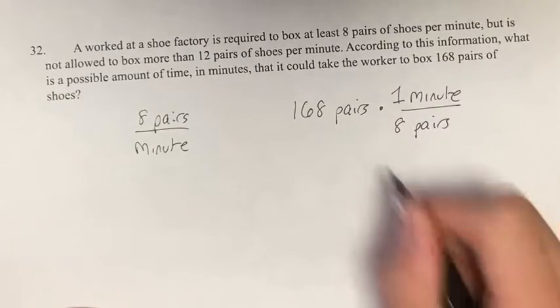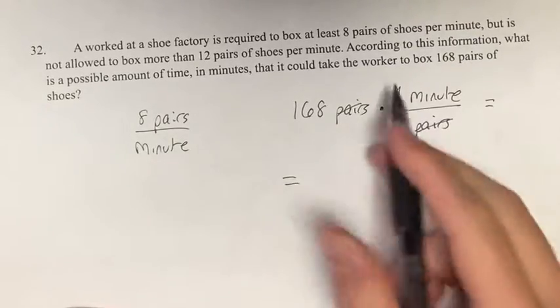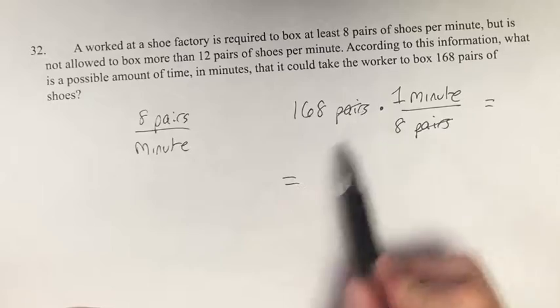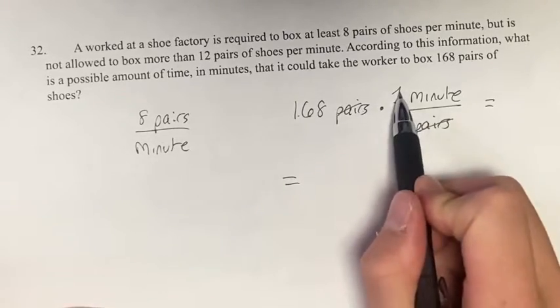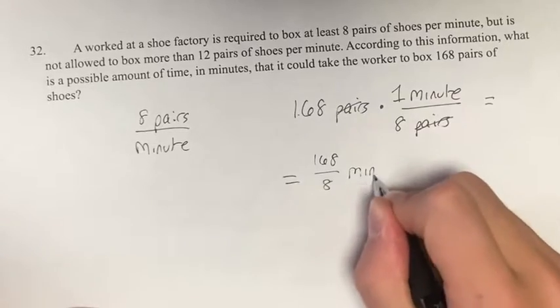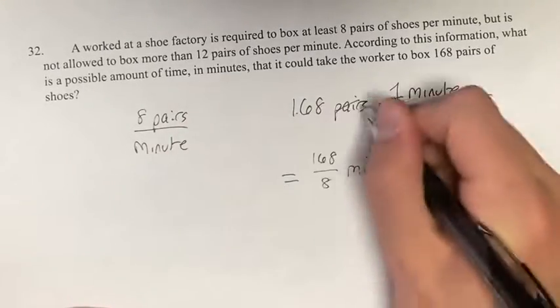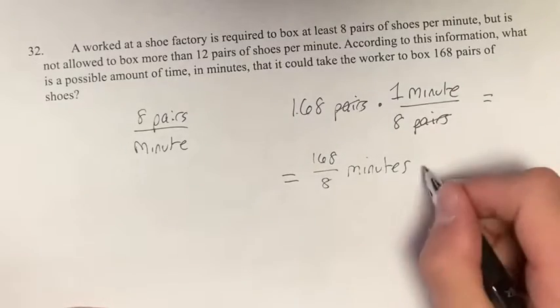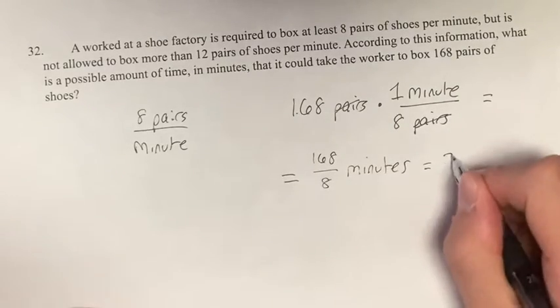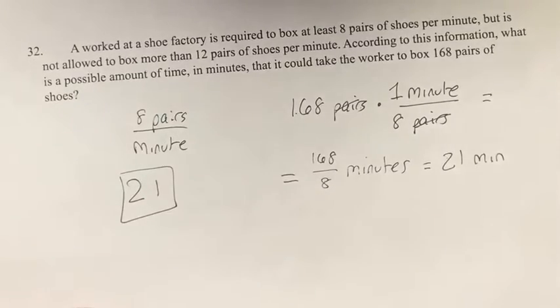This is a unit conversion where we're not changing the value, but we are changing the units. So this is going from 168 pairs to 168 times 1, which is 168 divided by 8 minutes. This is the amount of time it will take if you're going at 8 pairs per minute to box 168 pairs. 168 divided by 8 is 21 minutes. Therefore, 21 is going to be your final answer.